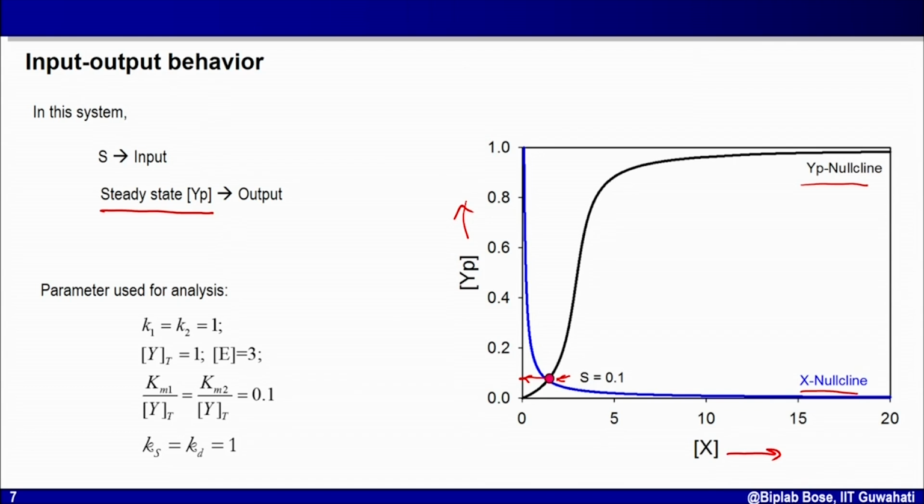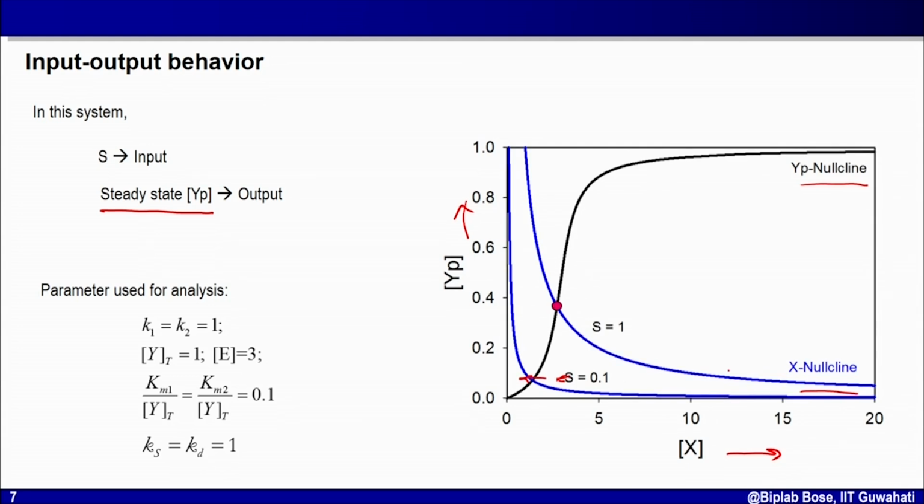YP nullcline is not sensitive to S. So as I change S 10 times, I get a new nullcline, this one, for which S equal to 1, and the point of intersection is now this red dot. So this is where the steady state is, and the steady state value for YP is now here. Initially the steady state value was here for S equal to 0.1. Now the steady state value of YP is at this point. That means my output has changed as I change the input S.